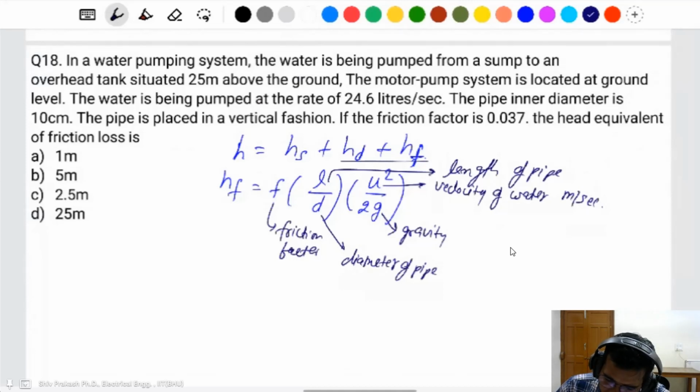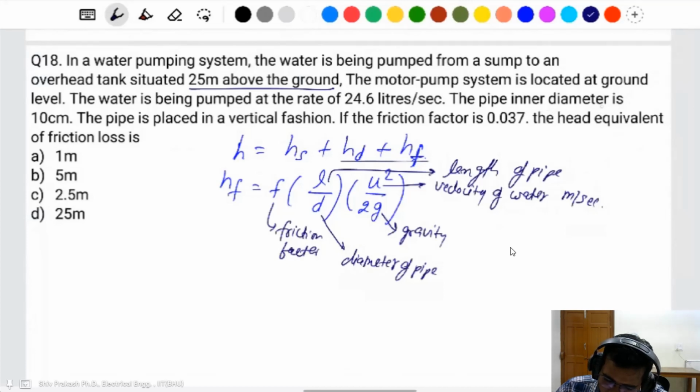Motor is at ground level. Water pump system: water is being pumped from a submersible to an overhead tank situated 25 meter above the ground. The motor pump system is located at the ground level.